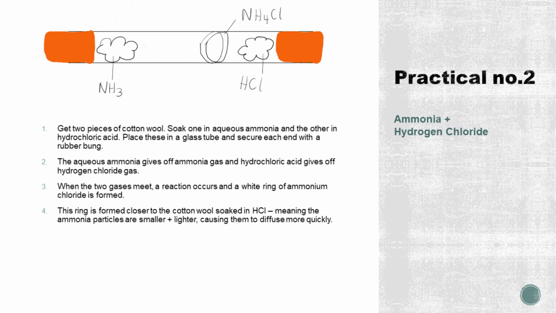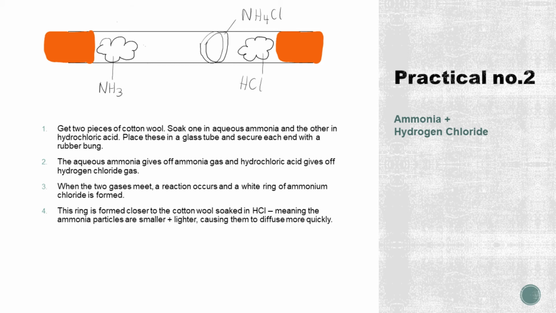So the second practical is the reaction between ammonia and hydrogen chloride. Once we've set up the experiment as shown in the diagram and described in steps 1 and 2, we can see that a white ring of gas, which is that of ammonium chloride, is formed. Notice how it forms closer to the wool soaked in hydrochloric acid, which must mean that the ammonia particles are able to move faster than the hydrogen chloride particles. If the ammonia particles are faster, they must be smaller and lighter than the hydrogen chloride particles in order to achieve this greater speed.